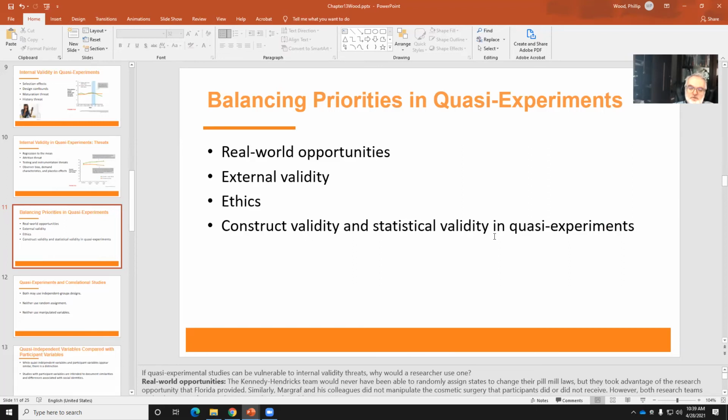Now, in quasi-experiments, you don't have experimental control, and you're trying to exploit a real-world opportunity. And you just need to be careful about what variables you pick and what the limitations to that could be. There are ethical concerns, as I mentioned, the surgery issue being you don't want to put people through unnecessary suffering.